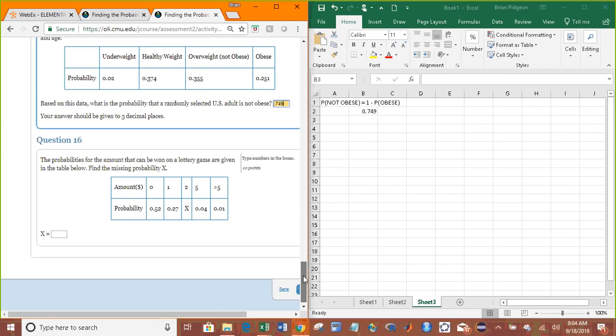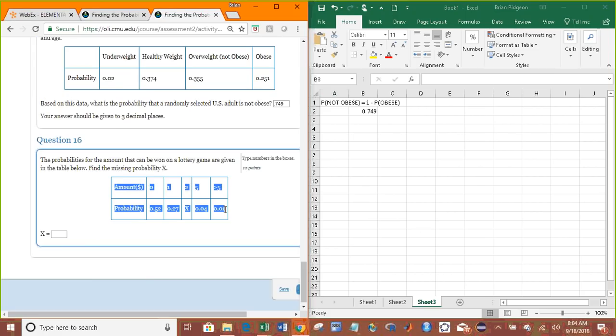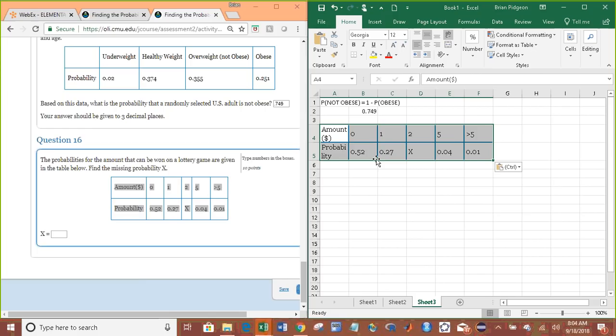All right, the probabilities for the amount that can be won on the lottery game are given in the table below. Find the missing probability X. Well, one of the things to know is that in a probability distribution, all of the probabilities have to add up to 1. So here are all 5 of your events. Their respective probabilities need to add up to 1.